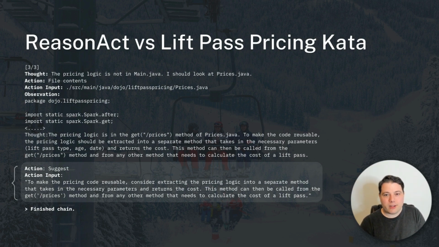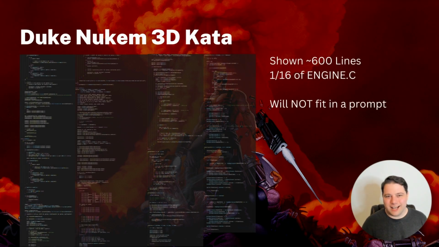So from a Kata, I think, what if I turn this loose on a real big, hairy code base, right? Let us invent the Duke Nukem Kata, right? Duke Nukem 3D was a first-person shooter released in 1996. It was a competitor to Doom. So we're looking at not engine.c. We're looking at right now 1/16 of engine.c.